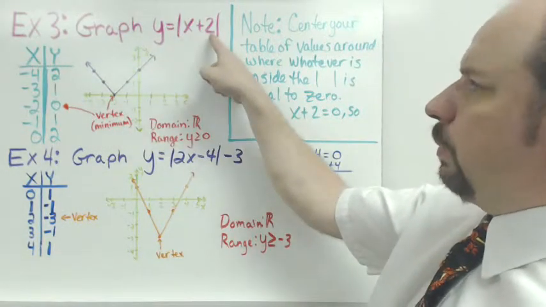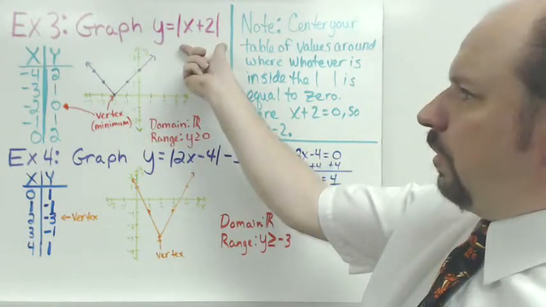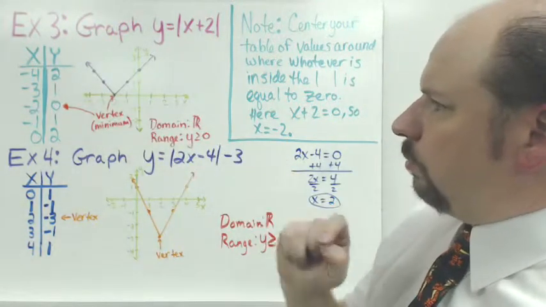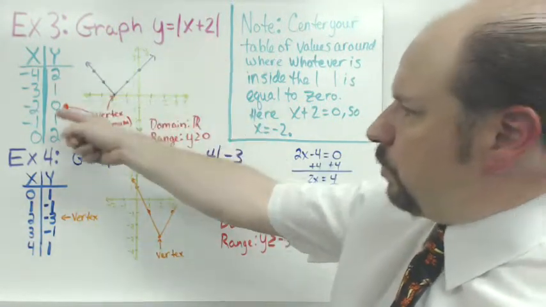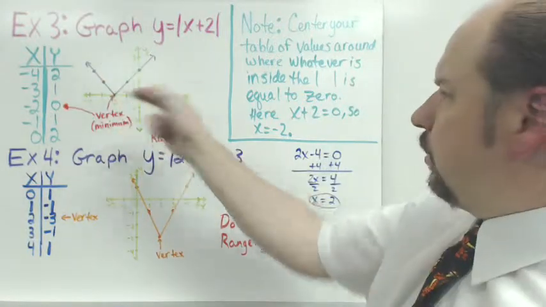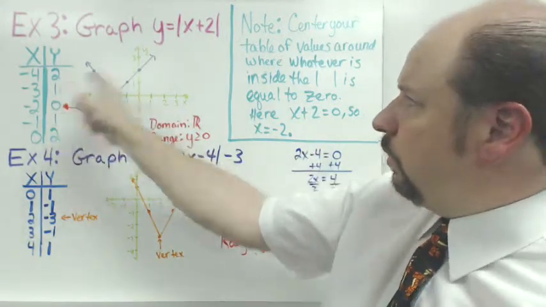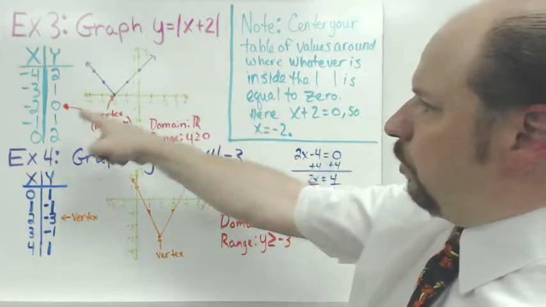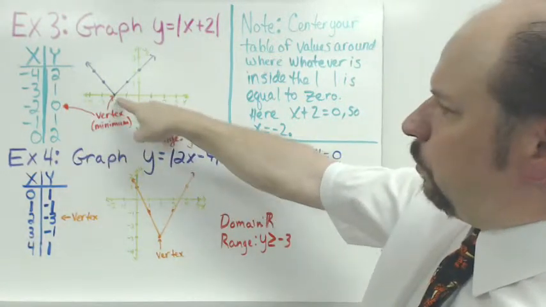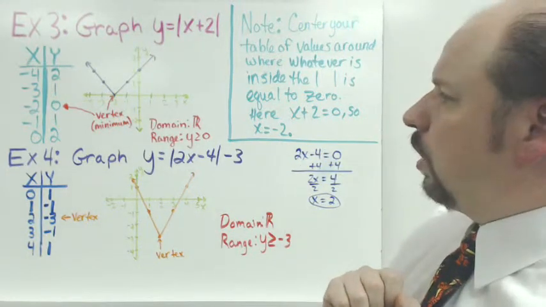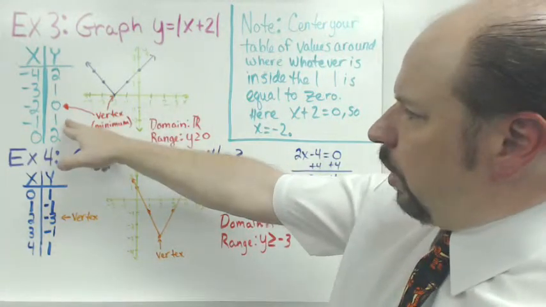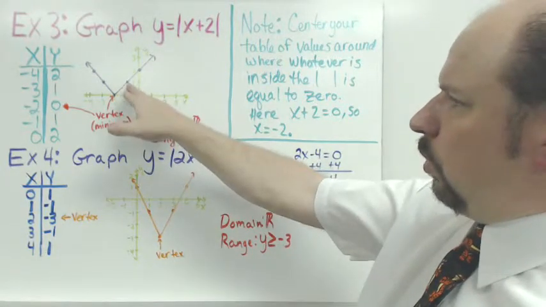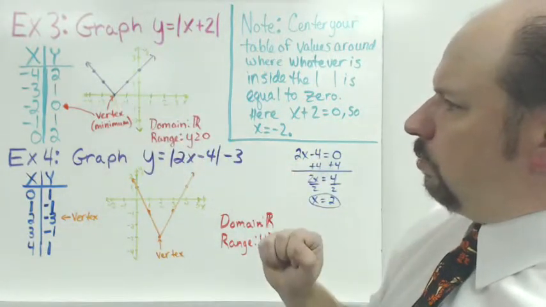-3. -3 plus 2 is -1. Absolute value is 1. So we have the point -3, 1. When we put in -2, well, remember that's our vertex. That's what we found over here. So -2 plus 2 is 0. Absolute value is still 0. So we plot the point -2, 0. Moving on, -1. -1 plus 2 is 1. Absolute value is still 1. So we have the point -1, 1.